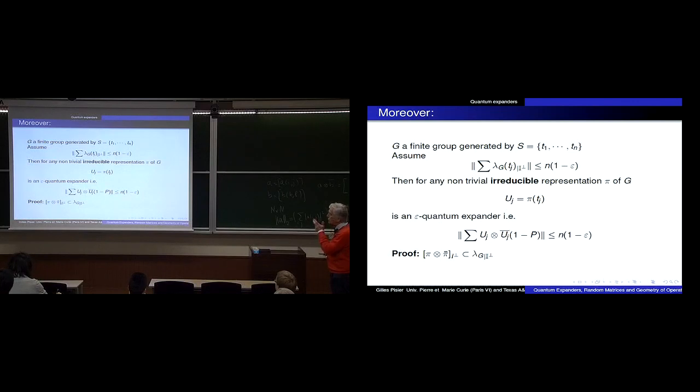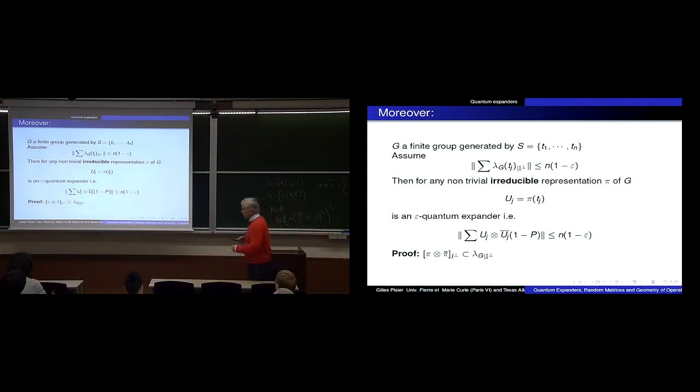Okay, so now let's look at how we can pass from expanders to quantum expanders. So we take a finite group, and we assume we have the expander condition, which is here. Now, take this representation, lambda g, which is here, the left regular representation. Of course, the classical thing is that it decomposes into irreducibles. So take an irreducible pi, and now look at the unitaries associated to these generators that we fixed here. So we have an n-tuple, little n-tuple of unitaries. And this is an epsilon quantum expander with the same epsilon as here.